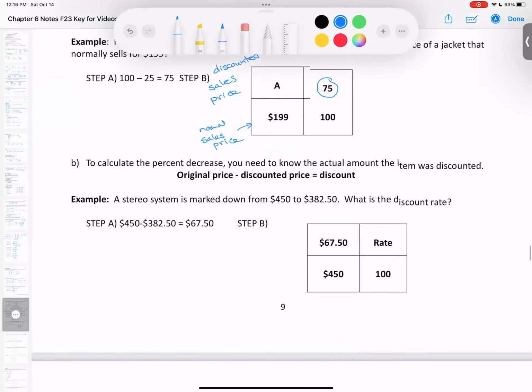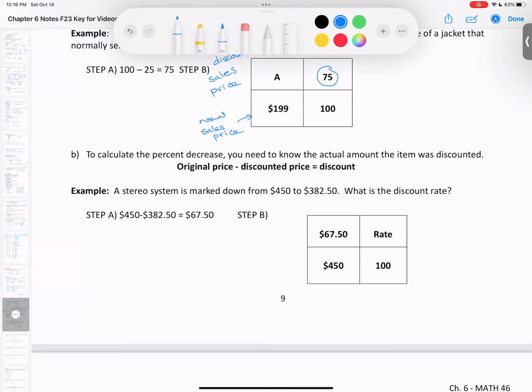The other type of question you'll often be asked is to calculate a percent decrease. So in your amount here, you're going to have the amount of the discount, and you're going to try to figure out what percentage the amount of the discount is compared to the full price. So we have the amount of the discount up in the amount, and our base is going to be our original price. That way you can figure out the percentage that the sales item has been discounted. So this is going to be your discount.